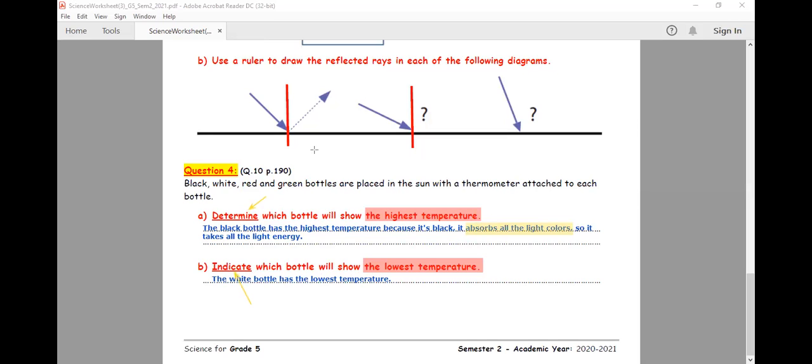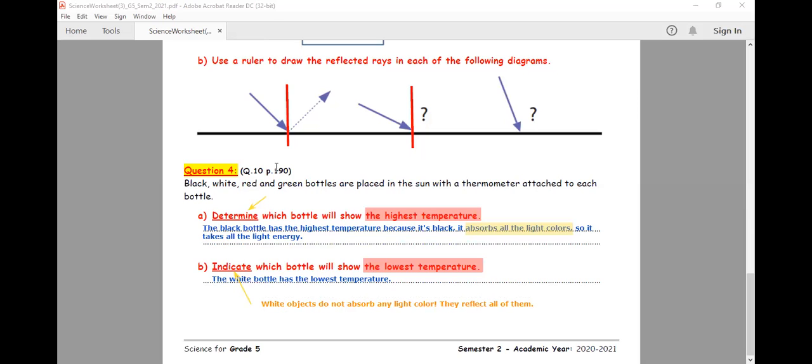Let me explain for those who didn't get it. Why does the white bottle have the lowest temperature? Because white objects do not absorb any light color. They reflect all the light colors. White objects do not absorb any light color. They reflect all of them.